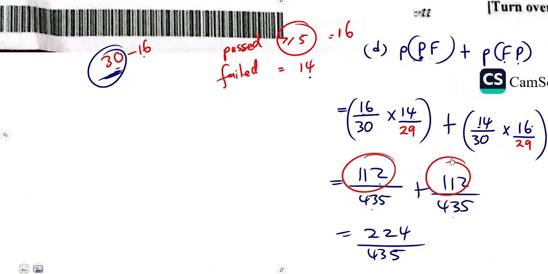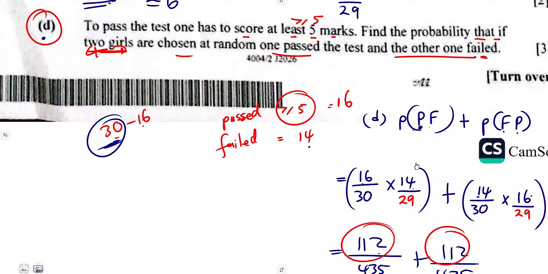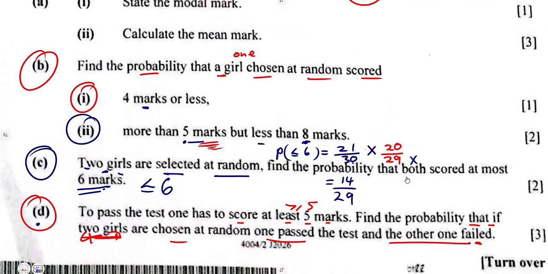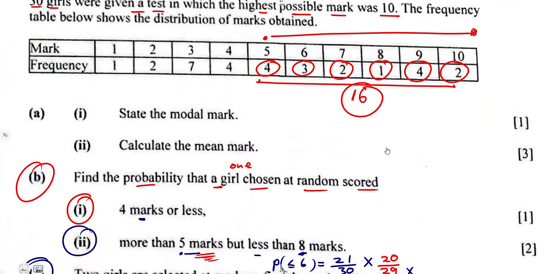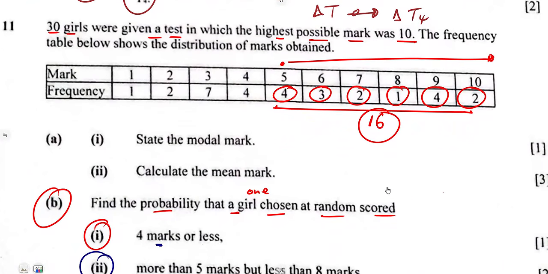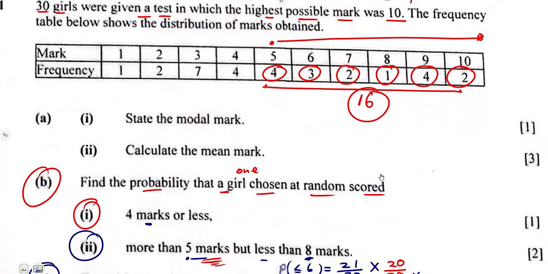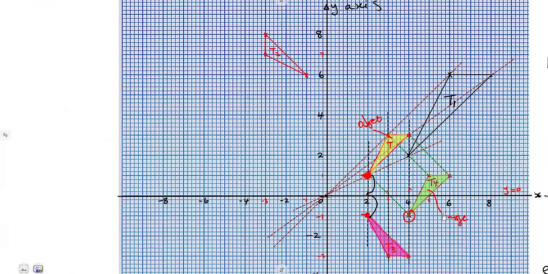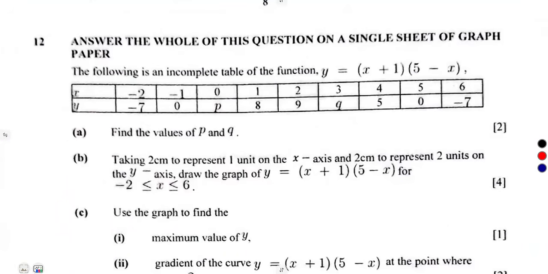All right, so that is how questions can be given. As we can see here, there was no drawing of anything. We are not given any drawing. It was just calculations on our question number 11. So let's look into the last question, question number 12, considering that we must answer the whole of this question on a single sheet of graph paper, from our algebraic graphs.